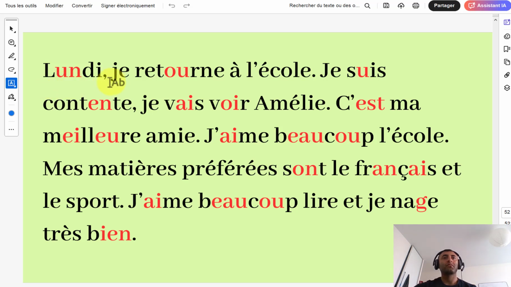Lundi, je retourne à l'école. By the way, when you have one syllable like je, me, we will read this e like e. Je, it's like me, I. Je retourne à l'école. Je suis contente.